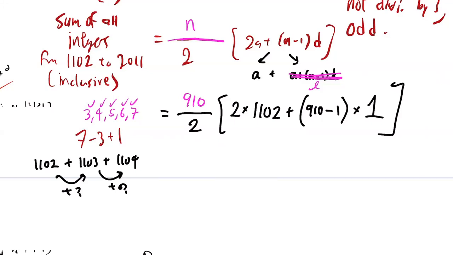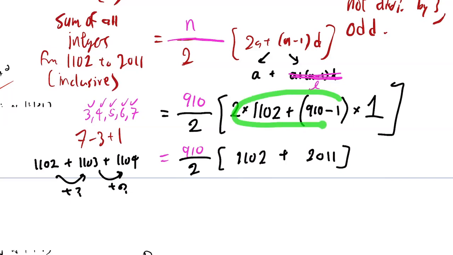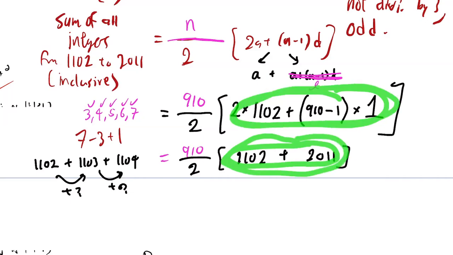It's very easy. Who's A? 1102. Who's L? The last one, the 2011. So this is exactly equivalent to 910 over 2 multiplied by 1102 plus 2011. Can you type in the calculator and for these two expressions that I just circled in green highlight and convince yourself that they are the same? Yeah, the same.